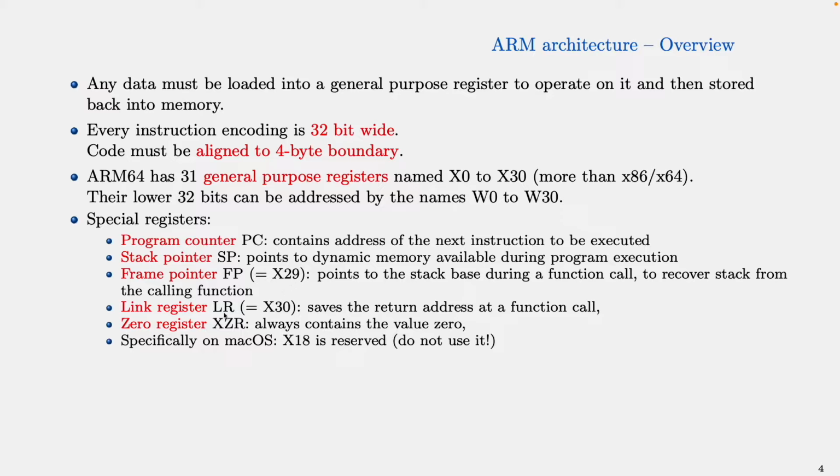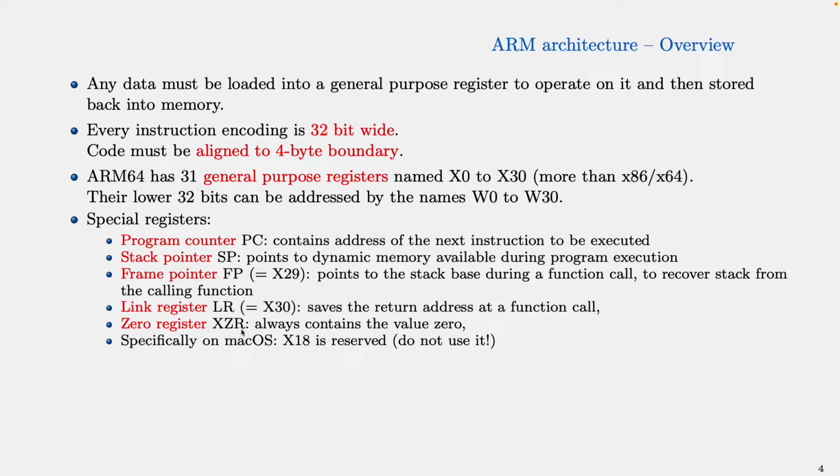Then we have something that has no analog in the x64 world, which is the link register coinciding with x30. And this is used to save the return address at a function call. So when we call a function on ARM64, the instruction address immediately after that function call gets saved into this link register. And once we're done with the function, it gets copied back into the program counter so that program execution can resume precisely after the function call.